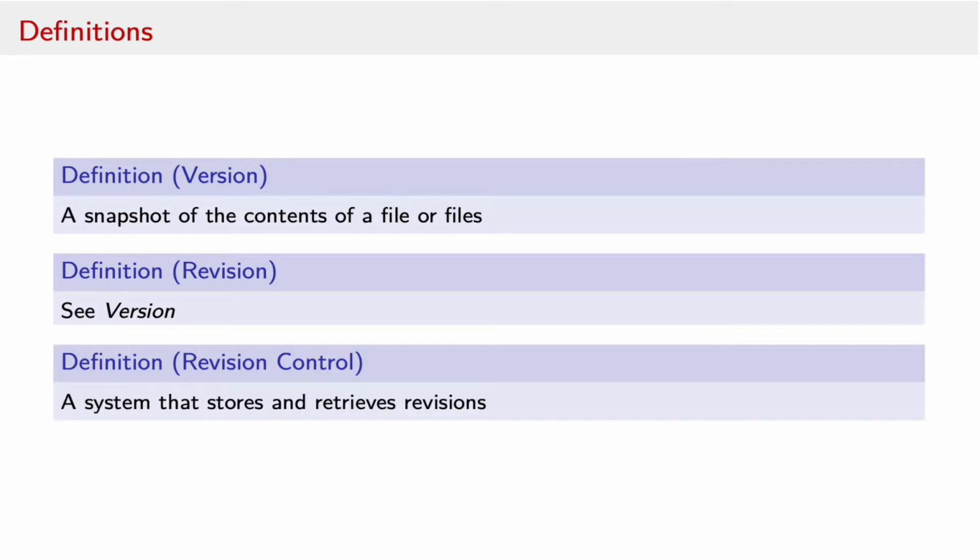Then given that information, we have the notion of a revision control system. So this is a system that stores and retrieves revisions, as you might guess. Nothing super complex here. And the particular revision control system that we're going to ultimately focus on is a system called Git. So that's a software system that allows us to easily keep track of revisions of files.